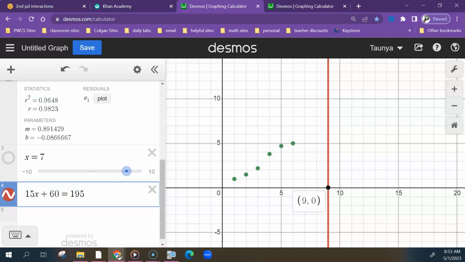So all of your word problems can be done in Desmos as long as you know how to set it up. Questions on that one?